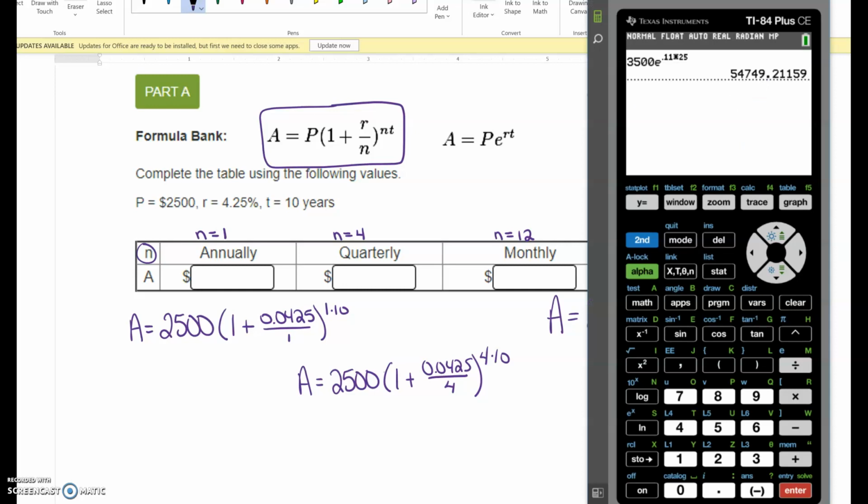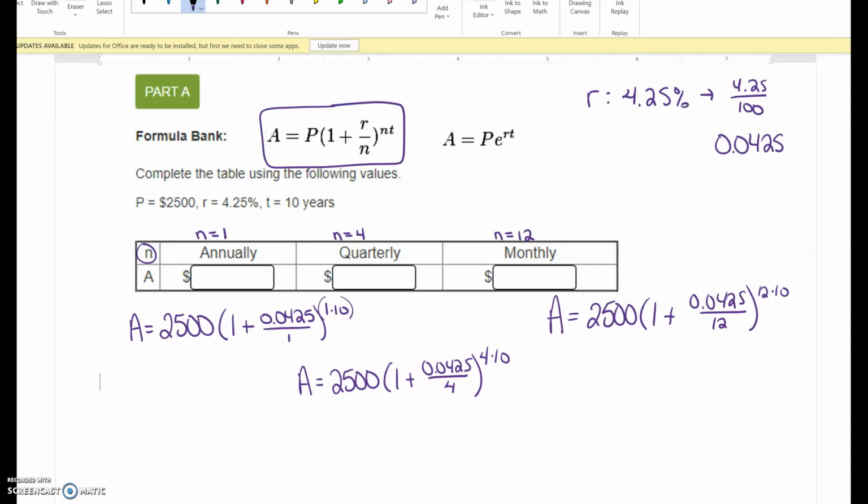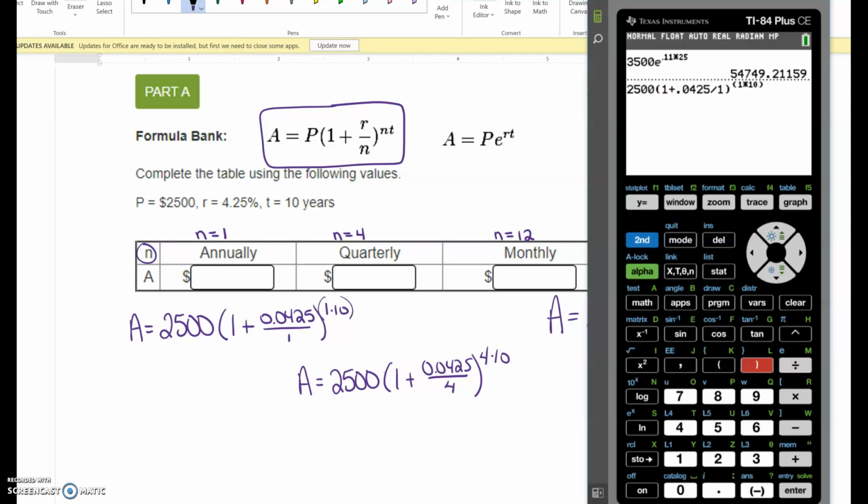When you enter these in your calculator, I'll do the first two with you. 2,500 parentheses 1 plus 0.0425 divided by 1. Close your parentheses, raised to the parentheses 1 times 10. You want to put your exponent in parentheses to make sure that it does the multiplication in those parentheses before it uses that number as an exponent. You should get 3,790.53617.